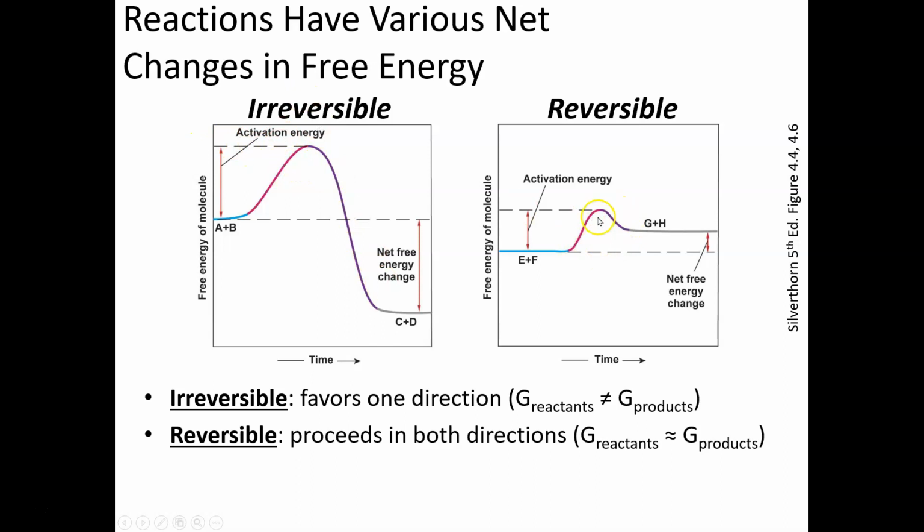If you look at a reversible reaction, you'll see that there's not nearly as much activation energy required. And so these reactions are much more likely to go. And then if you go backward, you can see you even need less activation energy to go backwards. And so that's much more likely to happen than something over on this side.